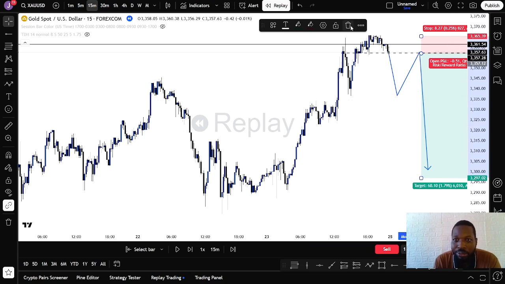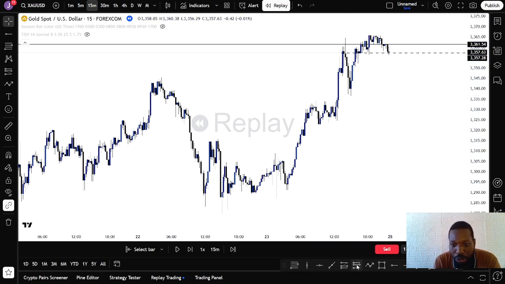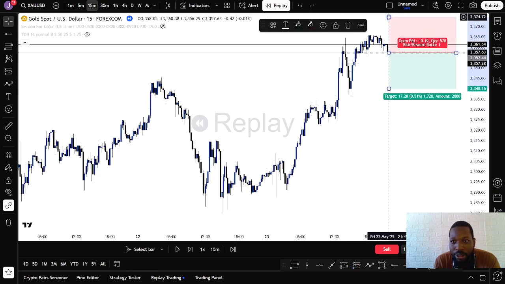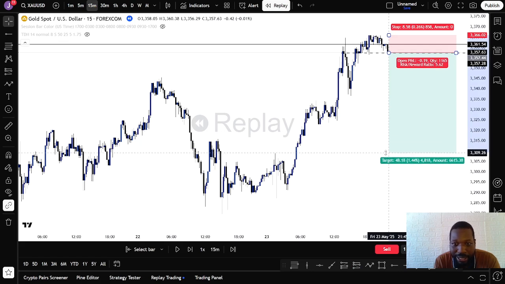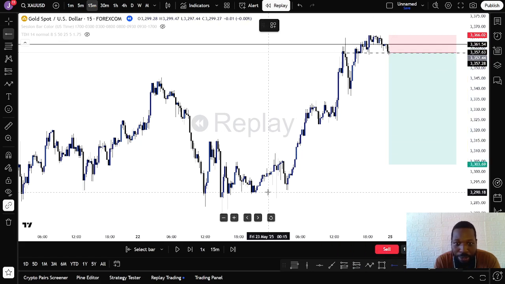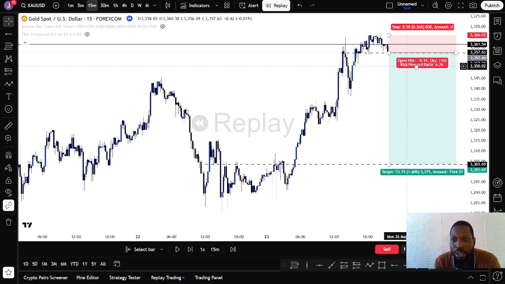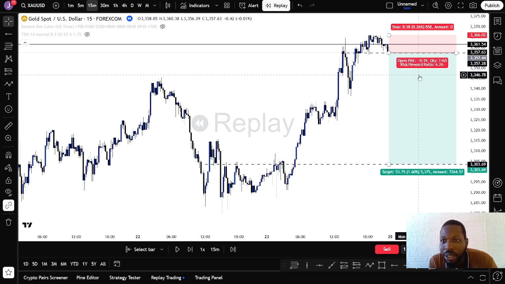Right, so I'm going to place my short from this zone, then I'm going to target the next neckline. So here is the next neckline. So from neckline to neckline is my trade. So if you look at this, this is a 1:6 ratio, right?